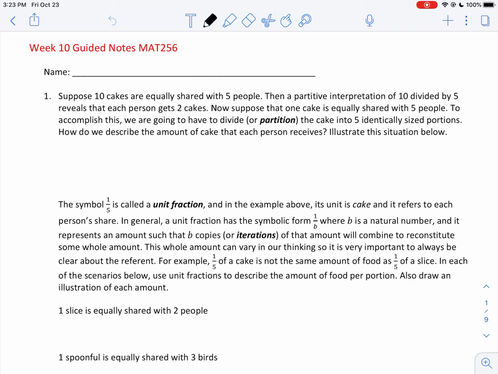Suppose 10 cakes are equally shared with 5 people. Then a partitive interpretation of 10 divided by 5 reveals that each person gets 2 cakes. Notice all the numbers here are whole numbers.